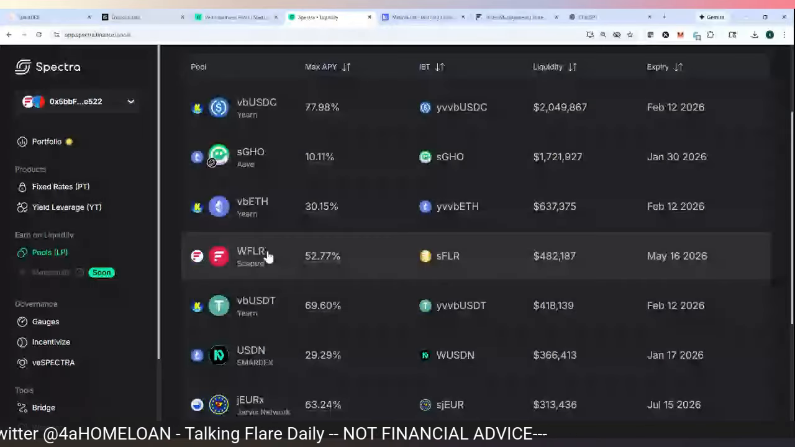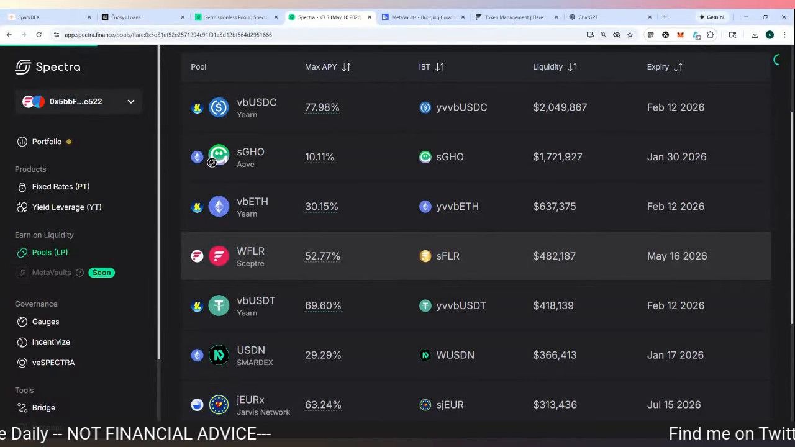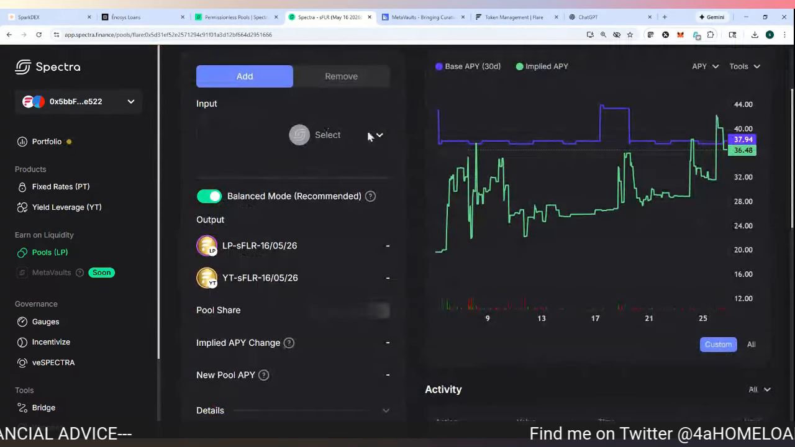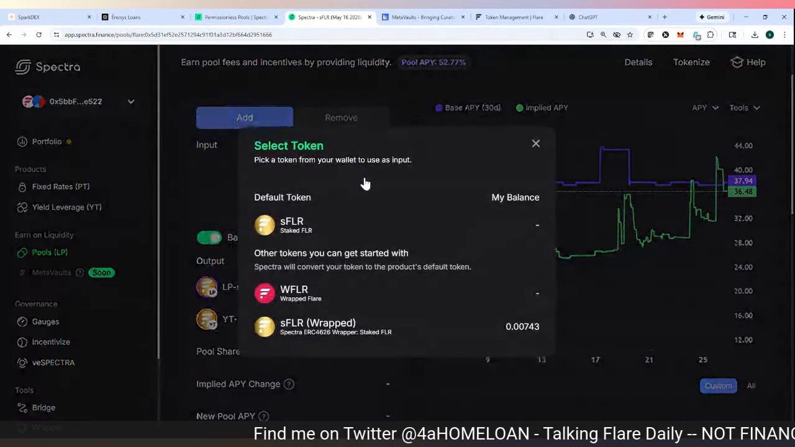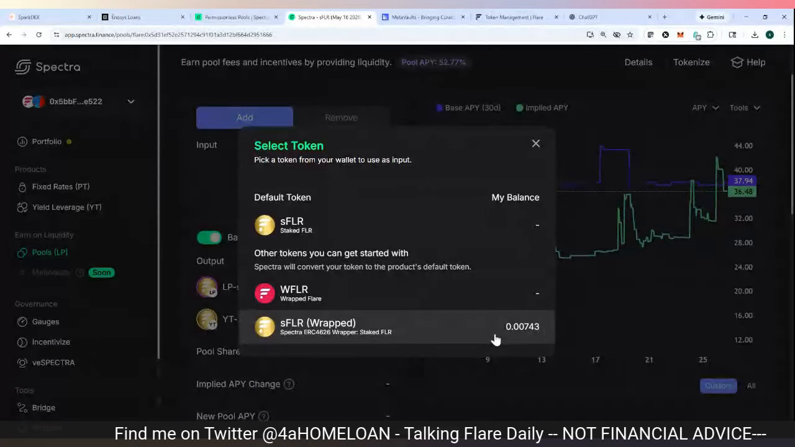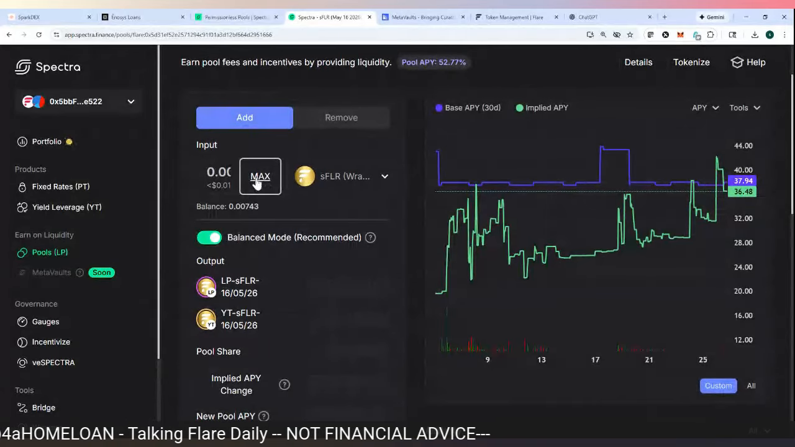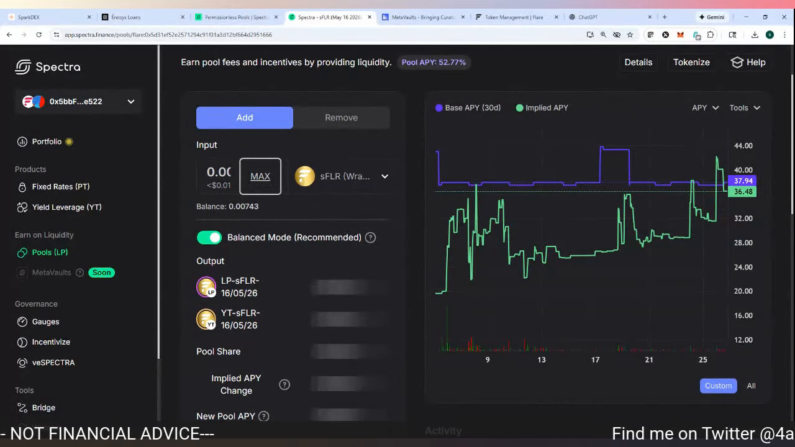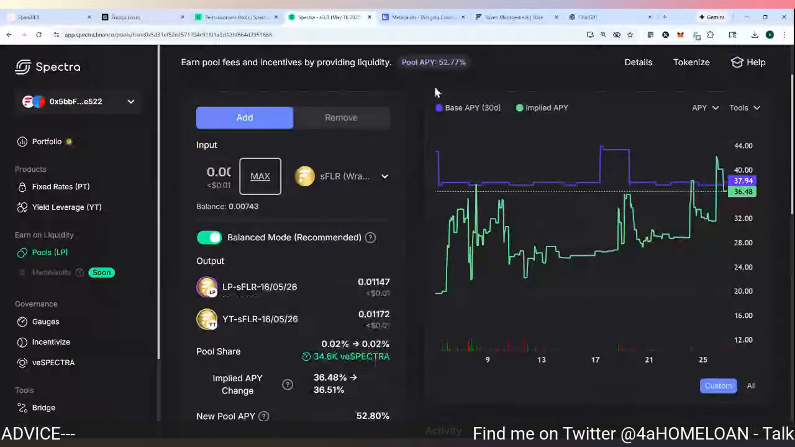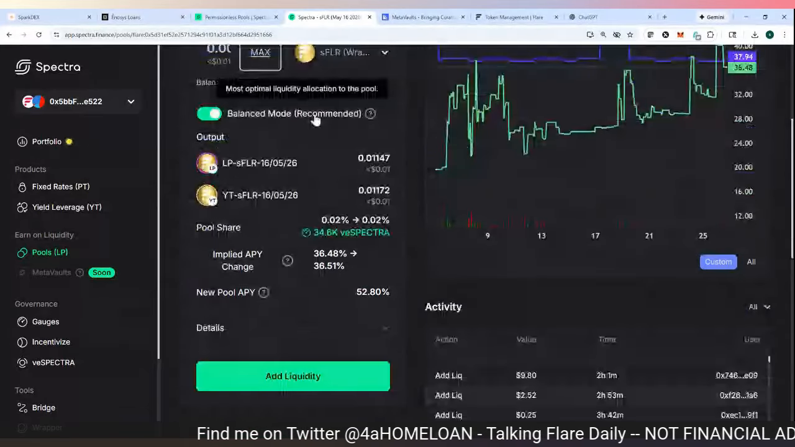Okay, so you click on the pool, and it's going to take us into that same situation, and then you're going to hit select, and I don't have any tokens. Let's see if I can do it with this last bit that I have of sFLR. Maybe. Let's see. While that's working, oh yeah, it does. Okay, great, perfect.